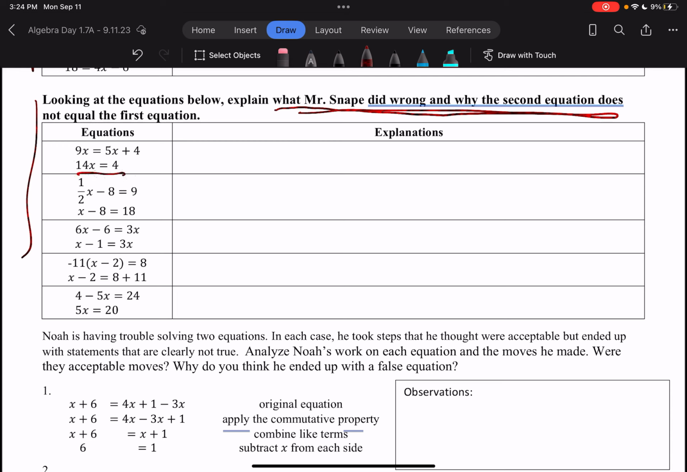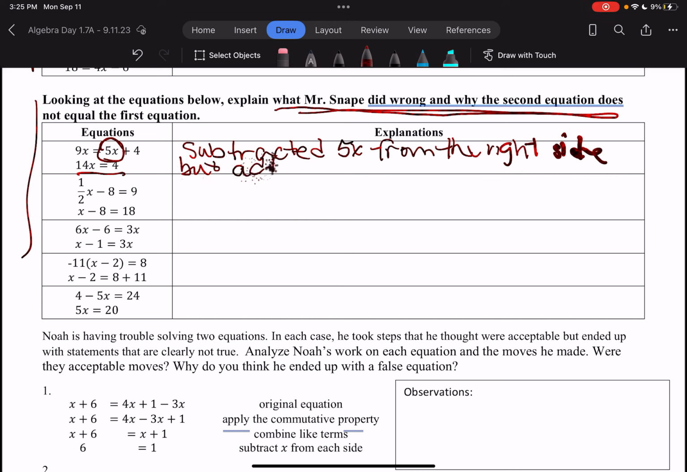Ooh, so in looking at this, it looks like Mr. Snape, instead of subtracting 5x, he subtracted 5x from the right side but added it to the left, right? So instead of subtracting it from both sides, he said, oh, minus 5x over here, got rid of the 5x over here, and then said plus 5x over here and got 14x. And that's not what we need to do. Remember, whatever we do to one side, we need to do to the other side. All right?